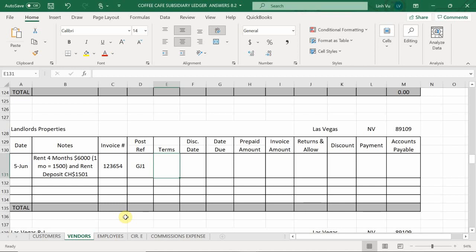Okay, so in this case, no terms. So therefore, no terms, no discount due date, or an actual due date, right? You could go as far as maybe it's the 5th of every month. So the day that you have to pay the rent. Correct. But in this case, we already made 4 months in advance payment, so they don't need to bill me for any reason except for utilities.